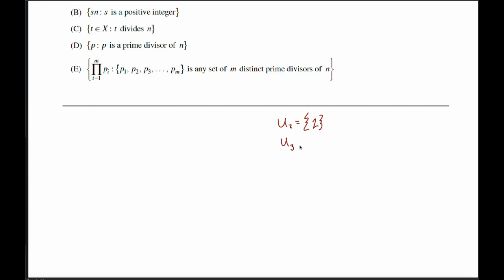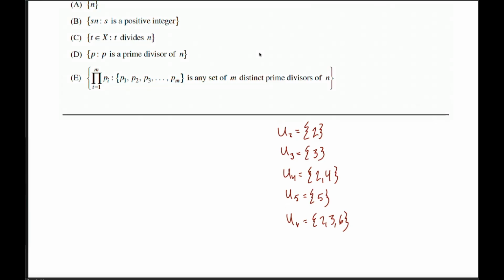What about U sub 3? Kind of the same story. That'll be the set that contains 3. But for U sub 4, we finally get a set with more than one element. This set would contain the elements 2 and 4. Why? Because both 2 and 4 divide the number 4. U sub 5 would just contain 5. U sub 6 will contain 2, 3, and 6. You get the point.